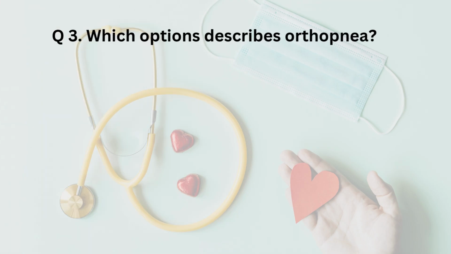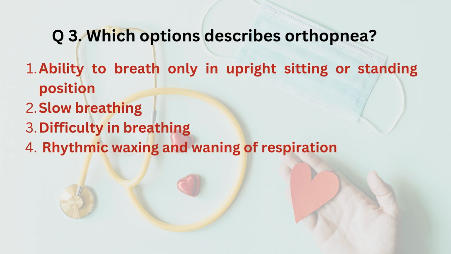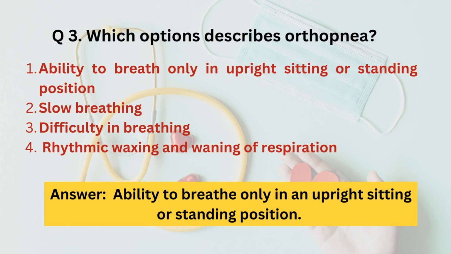Next question is, which option describes orthopnea? Options are ability to breathe only in upright sitting or standing position, slow breathing, difficulty in breathing, rhythmic waxing and waning of respiration. Here the correct answer is option number 1, that is ability to breathe only in an upright sitting or standing position.